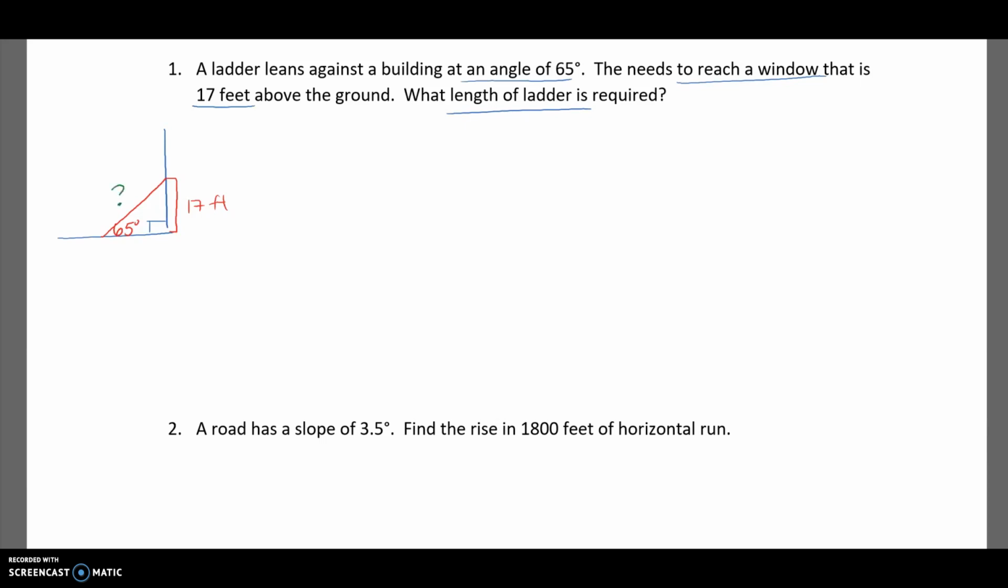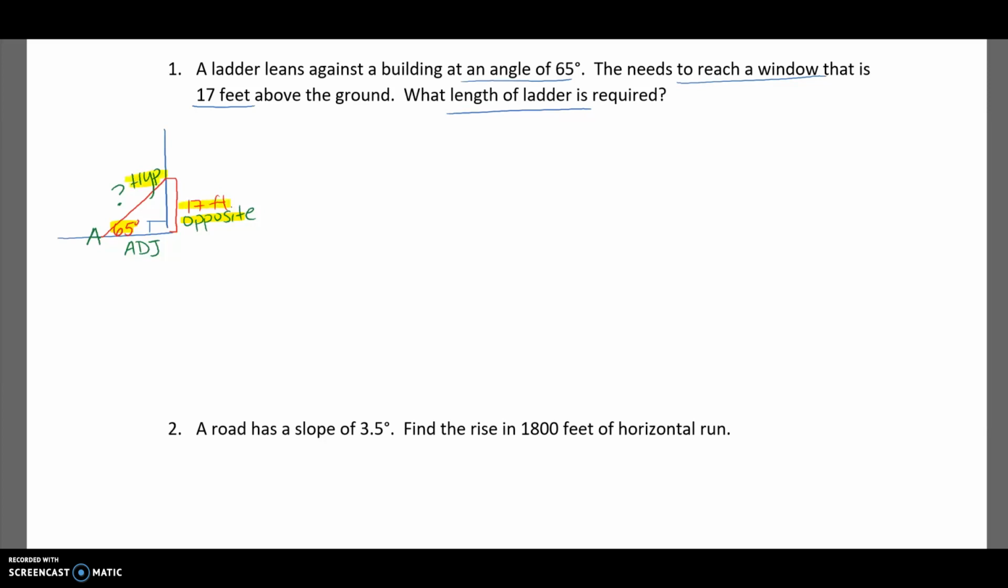Once we have all that established, we can label our triangle. We can call this angle A. This is our opposite side. Across from the 90 degree is always our hypotenuse, and then our other side will be our adjacent side. Looking at what we know, an angle, so we need to know one more side, and we know the opposite side. We're trying to find the hypotenuse.